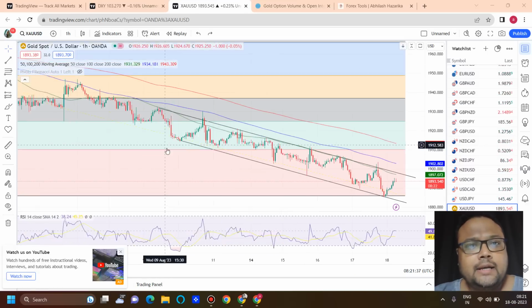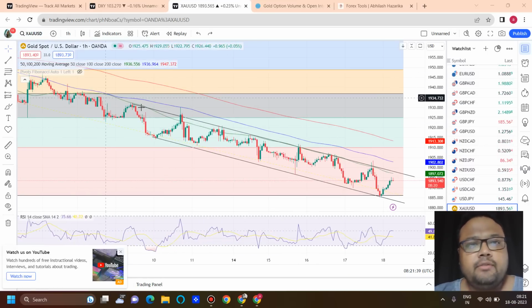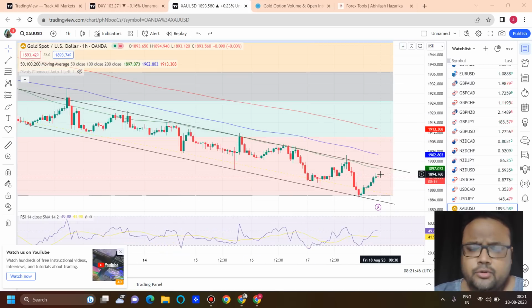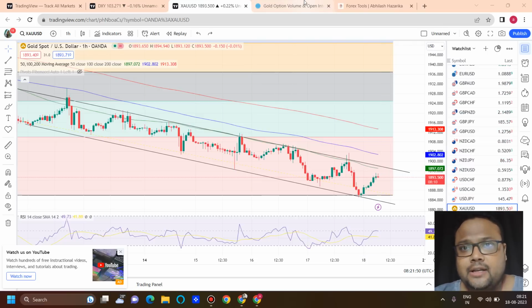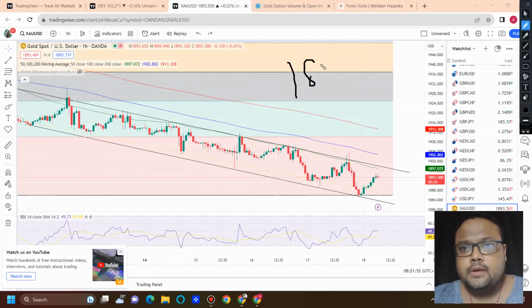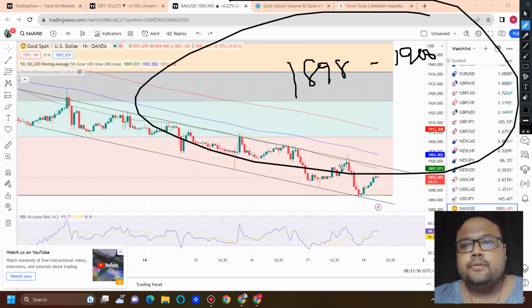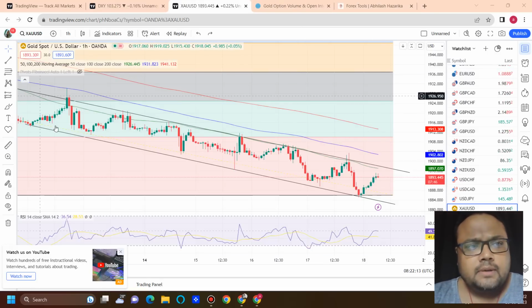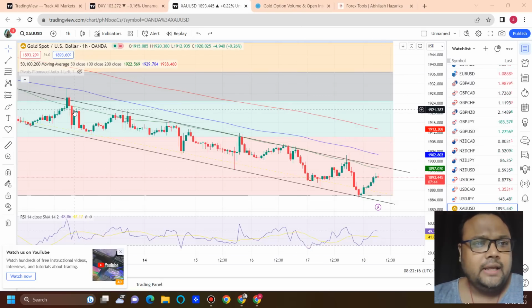Here we can clearly see that on the 1 hour time frame, the 50 moving average is acting as dynamic resistance, and right now the market is trading at 1893. So during the day, if you see the market hit the 1898 to 1900 level, observe the market. If you see, just like the previous times, the market is unable to cross the resistance, you can click on the sell button.